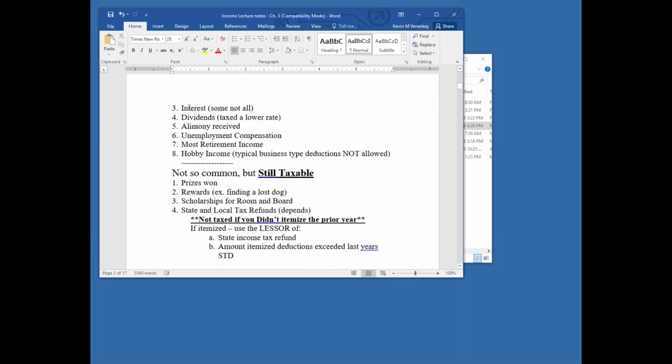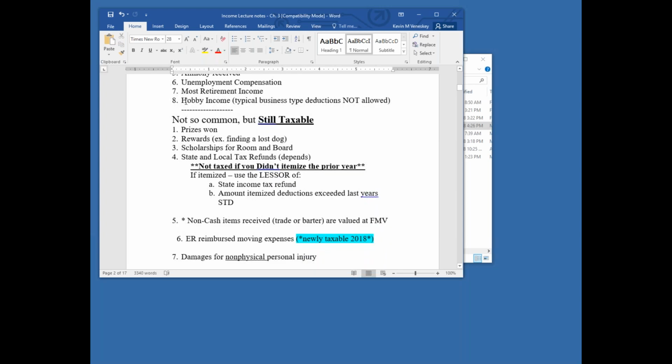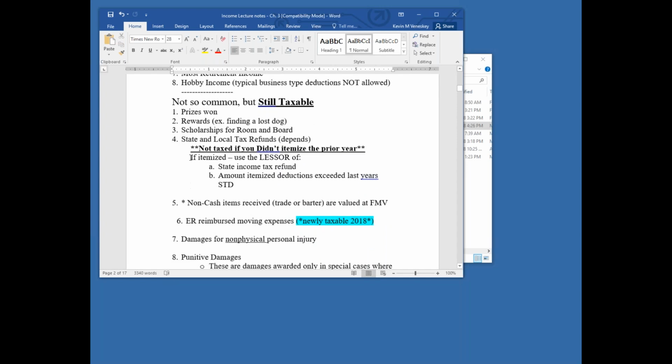Interest, dividends, there's not a whole lot to these, but we will look at these in just a little bit. Unemployment, that's pretty common, especially back 7, 8, 9 years ago when we had the big downturn in the economy. This was very, very common. Retirement income, yep, all of this good stuff. Business income, hobby income. We'll look a lot at hobby income when we get to the second half of the semester and we look at businesses. These items are not nearly as common, but you still need to be aware that they are taxable.